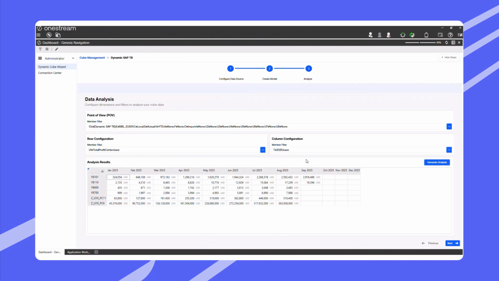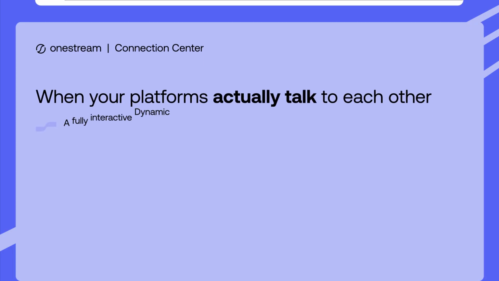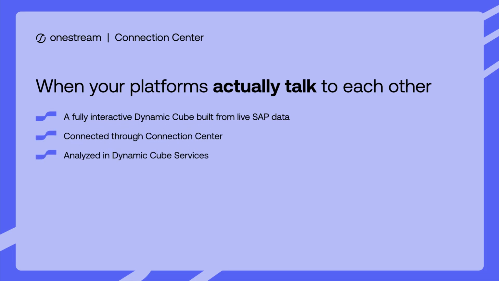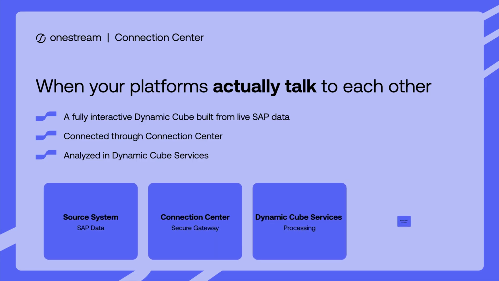From SAP to a published cube in minutes. No custom code, no ETL pipelines, no waiting on IT. And there it is. A fully interactive dynamic cube built from live SAP data, connected through Connection Center, analyzed in Dynamic Cube Services. This is what it looks like when your platforms actually talk to each other.